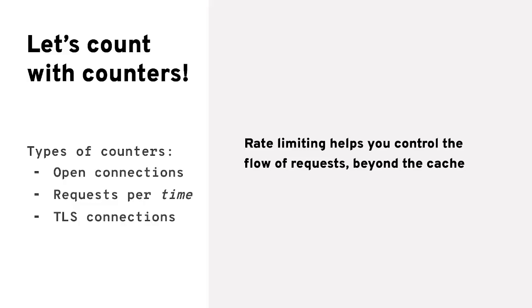And this is the included rate limit that you always have with Platform.sh. And when I say Platform.sh, I also include Upsun, because Upsun is powered by Platform.sh. So this is always included. We always count, for example, the number of open connections at the same time, the requests per second, requests per minute, the number of TLS connections, because you can reuse connections if you open one. If you open like 10 TLS connections, maybe you're doing something sketchy. So rate limiting helps you control the flow of requests after the cache.